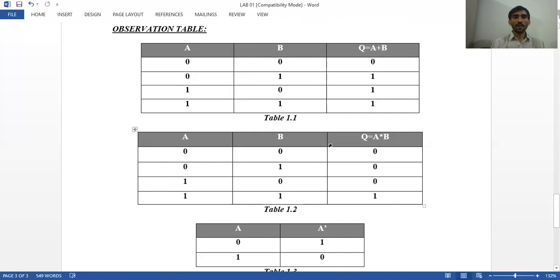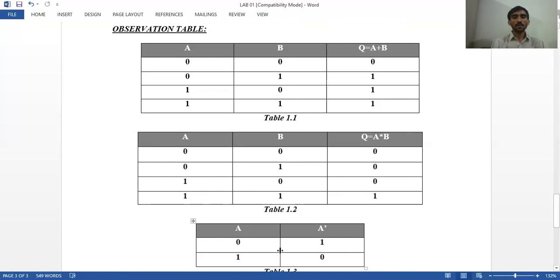This is the truth table of the AND gate, and this is the Boolean expression of the AND gate. So Q is equal to A multiplied by B. Both inputs are 0, then output is 0. If both inputs are different, then output is 0. Both inputs are 1, then output is 1.